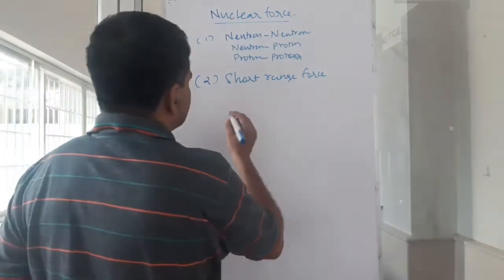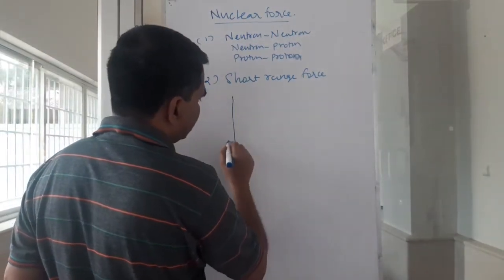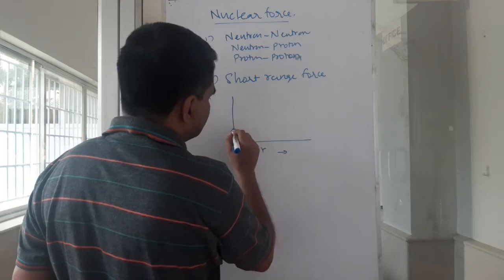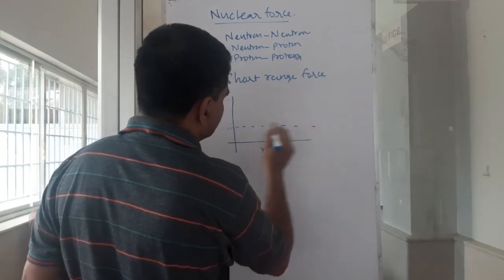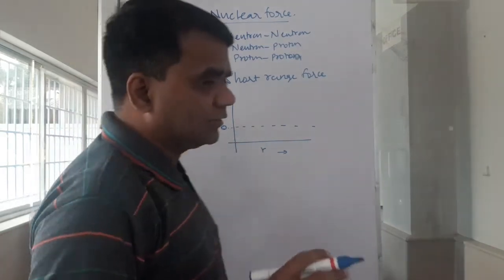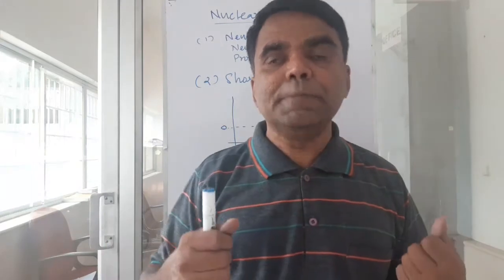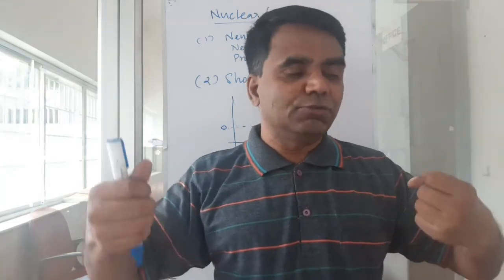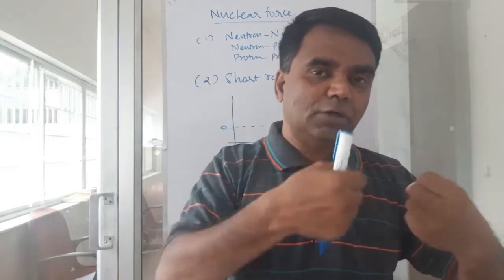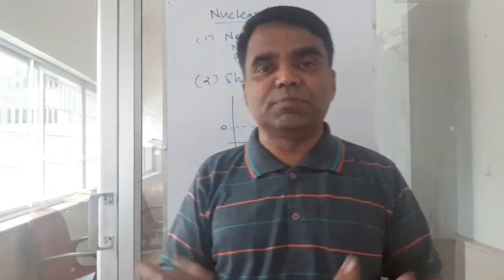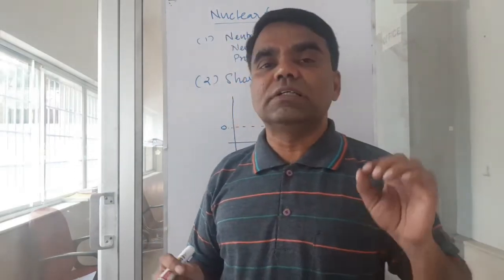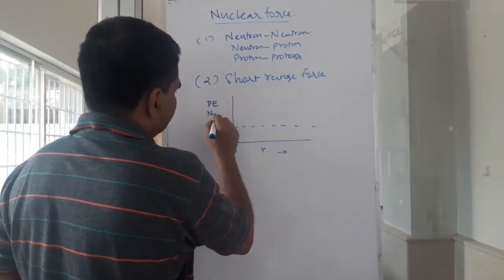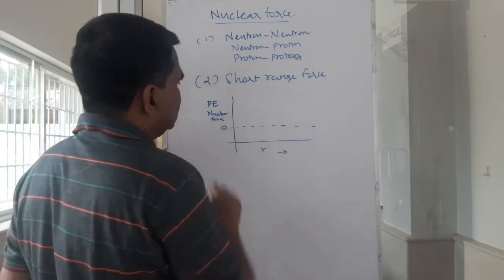So the graph is something like this. This is the distance between the nucleons, and at a very short range, it is zero. Potential energy: when you have a force of attraction or repulsion, you will have potential energy associated with it, right? If you can do work against the force, then there will be potential energy. So the potential energy of the nuclear force is like this.